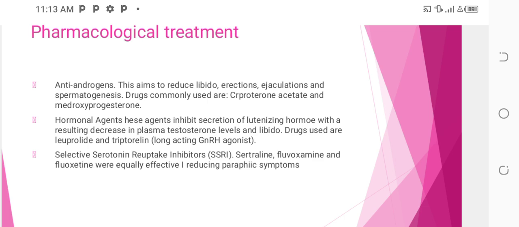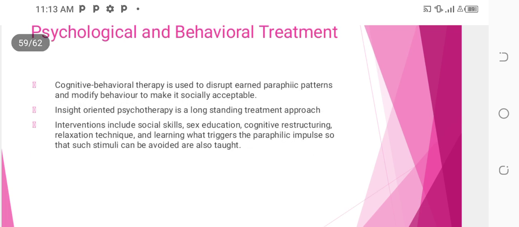Then hormonal agents. These are agents that inhibit secretion of luteinizing hormone, with a resulting decrease in plasma testosterone levels and libido. Drugs that are used are leuprolide and triptorelin. These are long-acting gonadotropin-releasing hormone agonists. Then we have selective serotonin reuptake inhibitors such as sertraline, fluvoxamine, and fluoxetine, which are equally effective in reducing paraphilic symptoms.